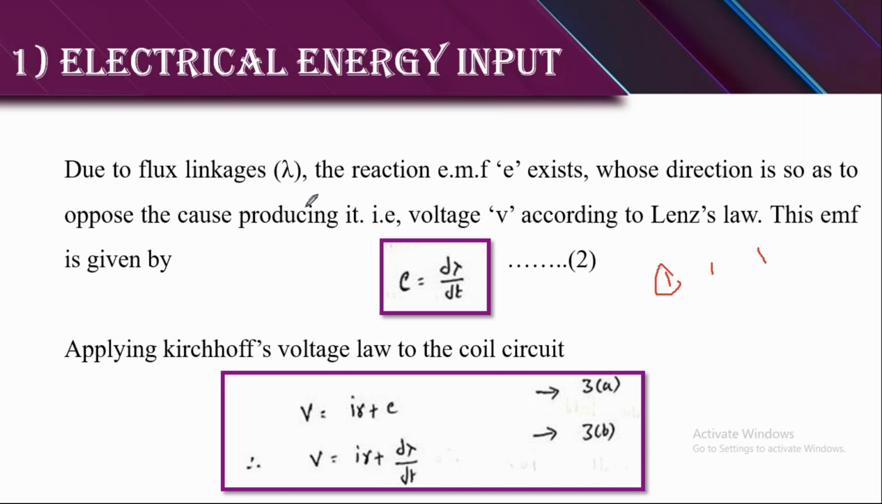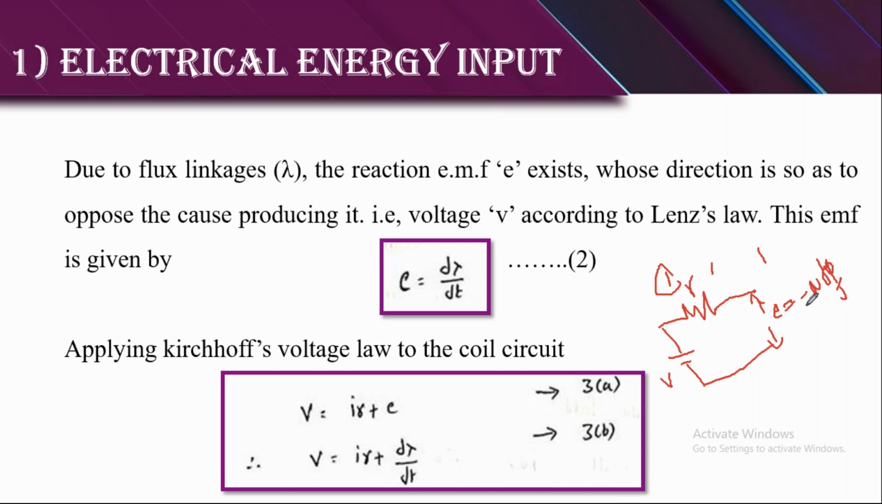Now, due to the flux linkage, the reaction EMF e exists, whose direction is opposite to the cause. Suppose this is the circuit we are considering here, and the input is voltage V, and it has R. At the terminal we obtain the EMF e. This is called EMF, given by minus N dφ/dt, and this EMF will be opposite to the source.